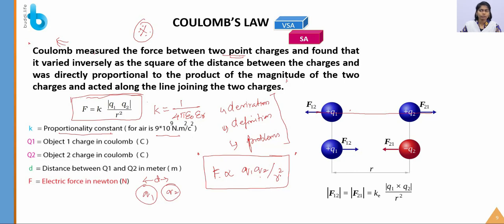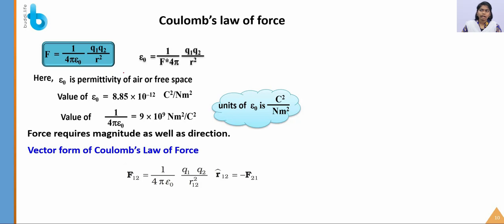So instead of R you can write D also, that does depend upon your convenience. Okay, so let us move on to epsilon naught. Epsilon naught is the permittivity of air or free space, which has a value of 8.85 into 10 to the power of minus 12 Coulomb square per Newton meter square. So this is the value of epsilon naught.